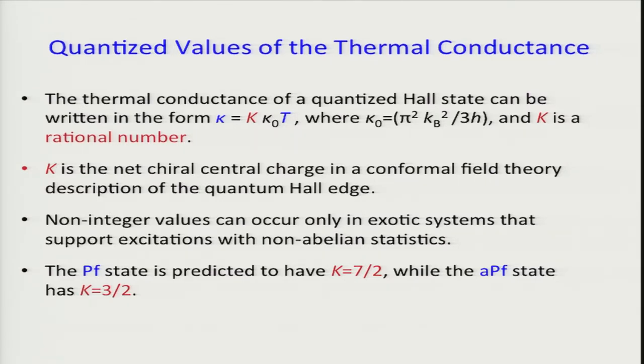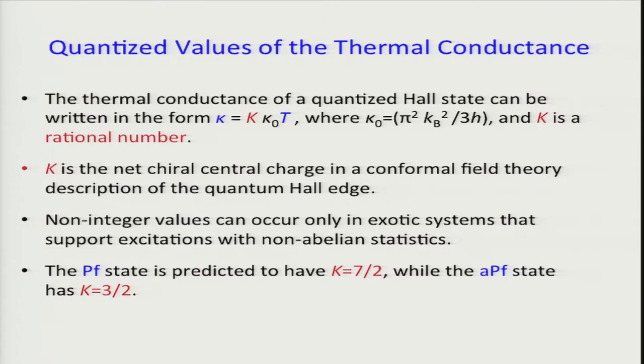Clearly we have only a discrete number of different states, so we're going to have only a discrete number of values for this thermal conductance. It turns out the thermal conductance is proportional to the temperature, and we can write it in this form. The thermal conductance is some dimensionless number k times the temperature times a bunch of fundamental constants, kappa naught, which involves Boltzmann's constant and Planck's constant. And k is, in each case, a rational number, and it happens to be the net chiral central charge in a conformal field theory description of the quantum Hall edge state.